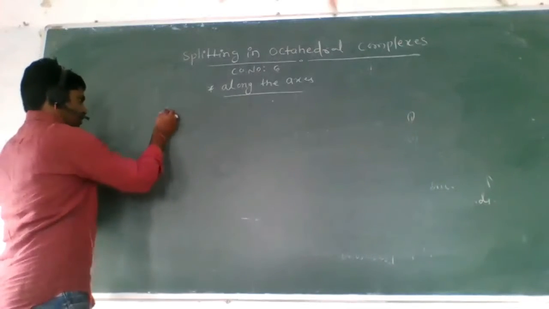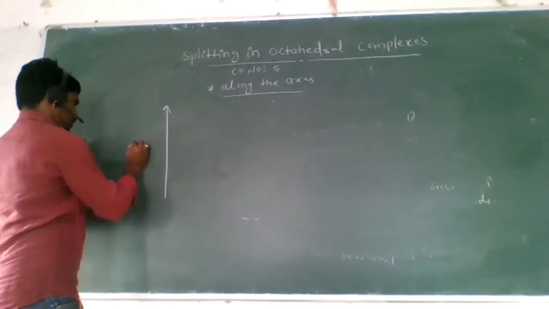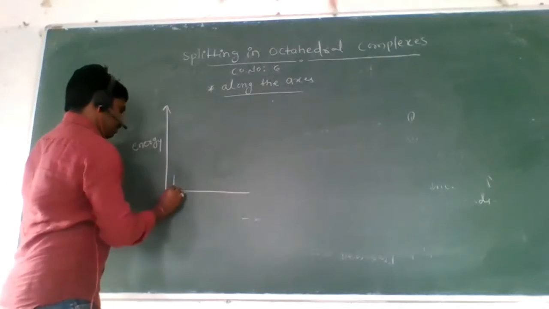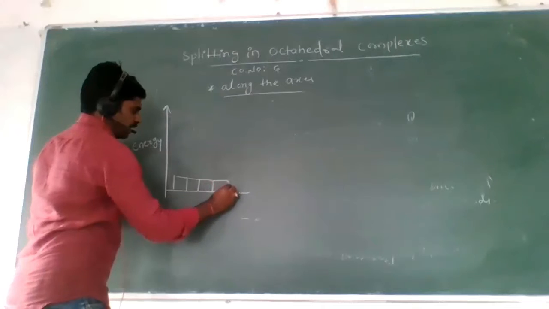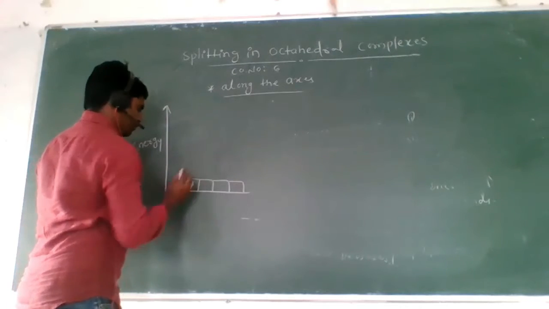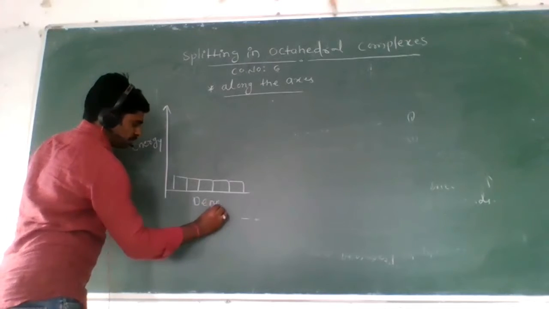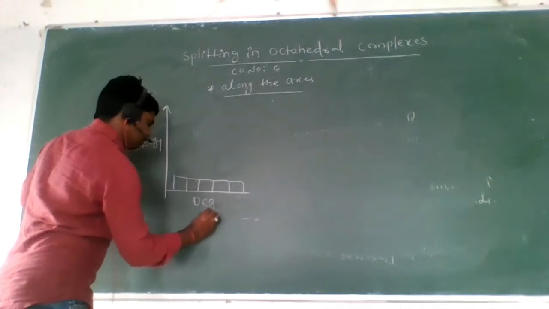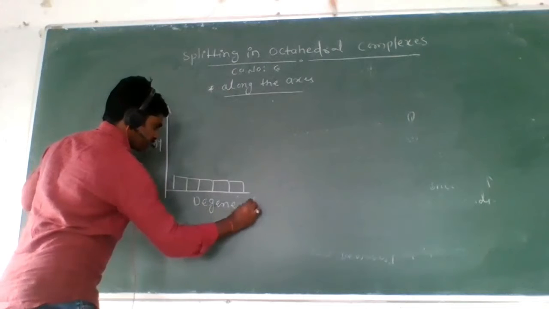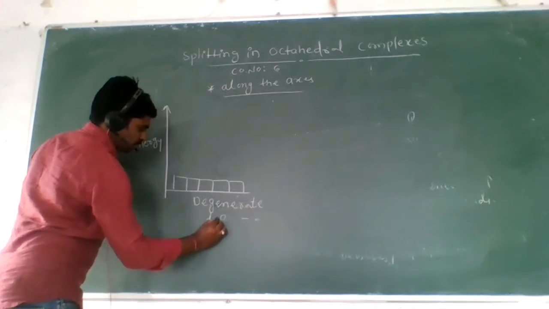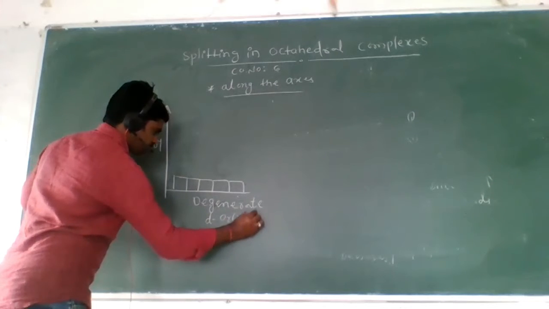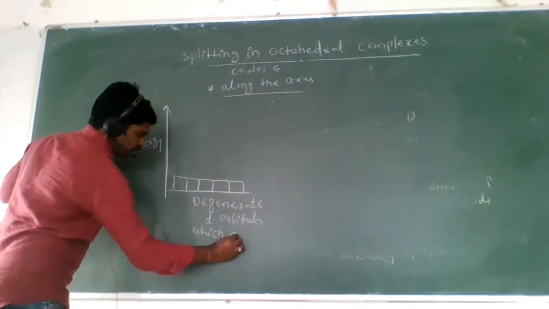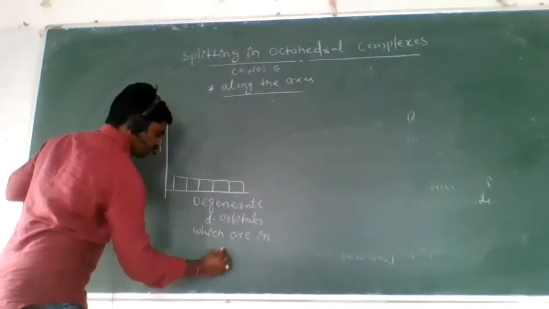See here, this is a diagram of splitting in octahedral complexes. Here I take the energy axis. Here are five degenerate d orbitals: 1, 2, 3, 4, 5, which are in the free state.